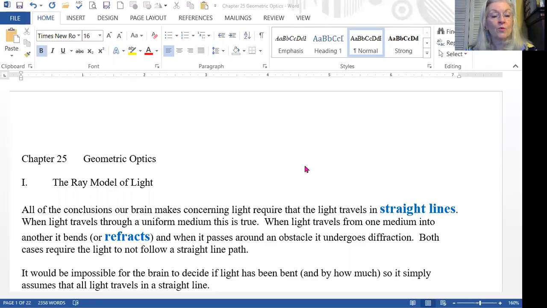Welcome to chapter 25. We'll be dividing this chapter up into multiple videos. So this is video 1. We are starting out with geometric optics.